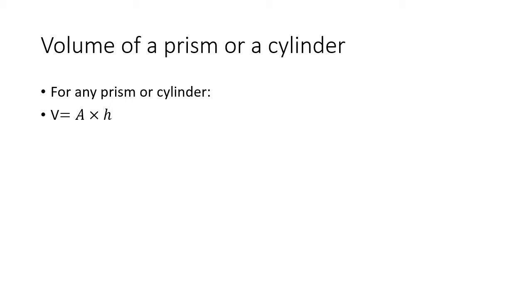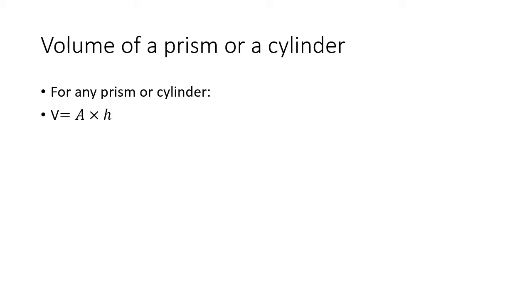Volume of a prism or a cylinder. Now, they all follow exactly the same formula, and it's just really how we get to these things that is the only difference. So for any prism or cylinder, all we've got to remember is that the volume is the area of the base multiplied by the height.